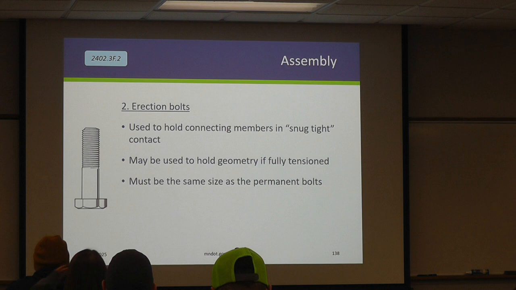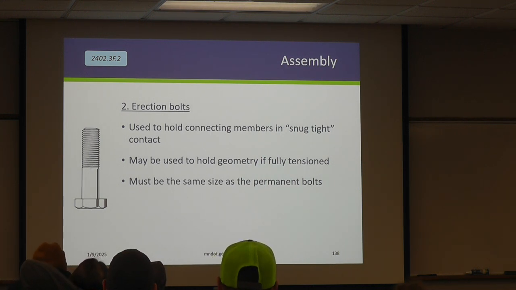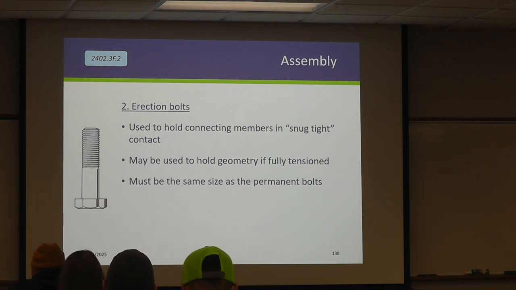Moving on to erection bolts. These are used to hold the members in that snug, tight condition while the pins are still present. They can be used as geometric control if they're fully tensioned. That could be in your erection plans. It's something to be aware of. And these are going to be the same size as the permanent bolts. Because again, they generally are doing their permanent bolts as their erection bolts anyway.